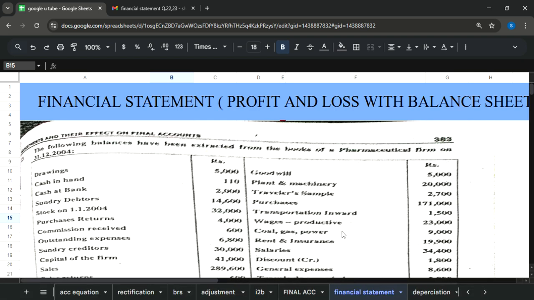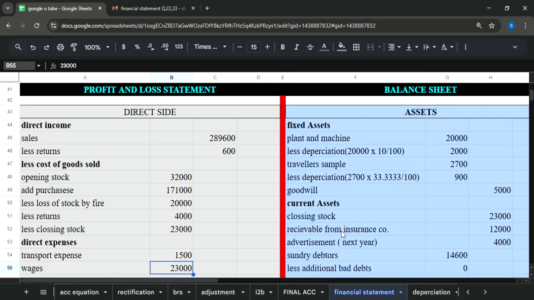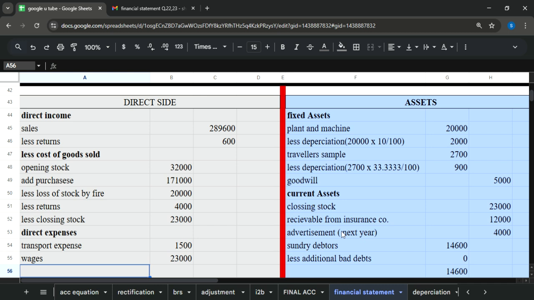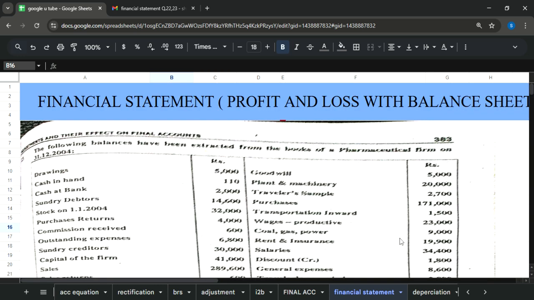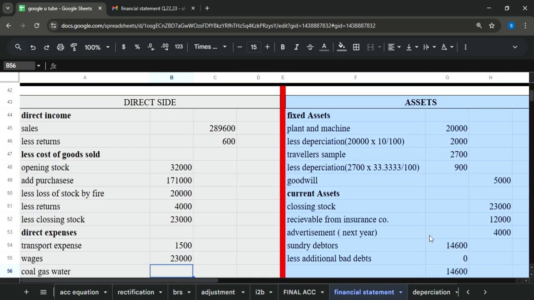After wages, coal, again it's a direct expense. So you will mention over here coal, gas and water. Amount of coal, gas, power 9,000. Write down over here. I have written water, actually it's power. Okay, we can change it, but gas, coal, power.